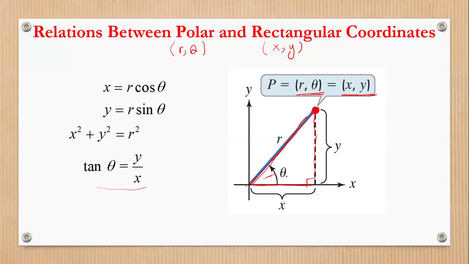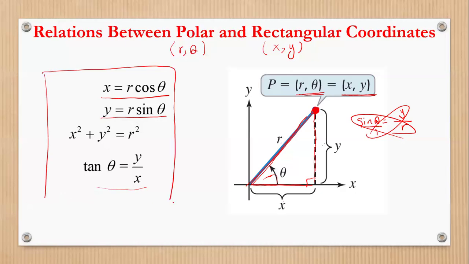We can also say that the sine of this angle is opposite over hypotenuse. So the sine of angle theta is y over r, and if I do the cross multiplying, y is equal to r sine theta. The same for x, which is equal to r cosine theta, because cosine of that angle is adjacent over hypotenuse. So these are all the relations that we have between x, y, r, and theta.